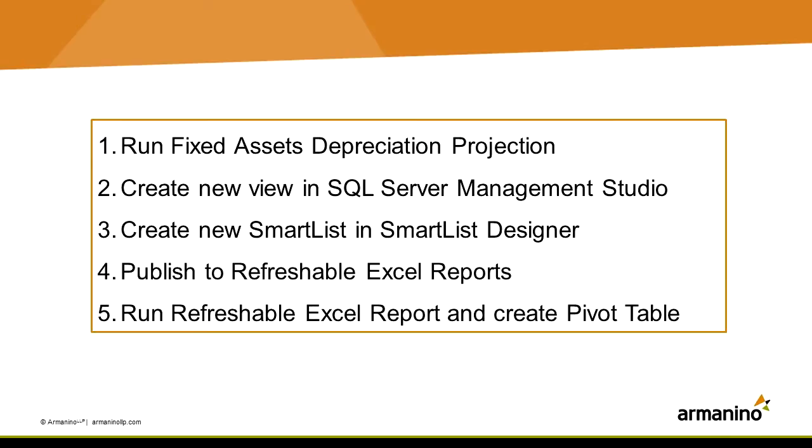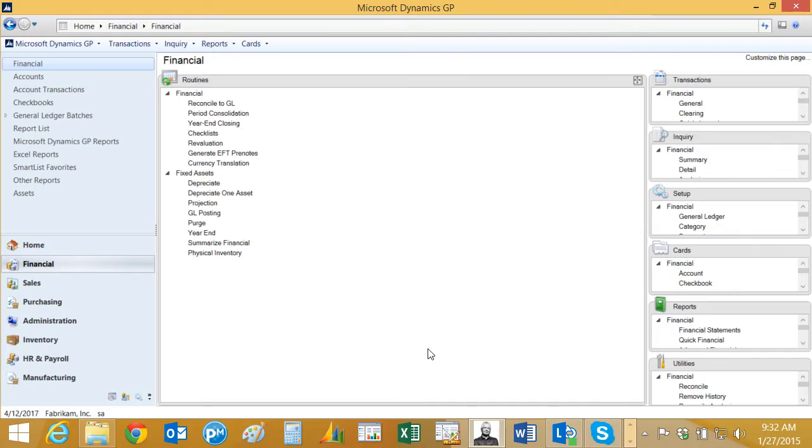I want to show you how to make a simple query in SQL Management Studio and then use that with the depreciation projection in Dynamics GP to create a smart list that you can then export to Excel reports. So let's get started. The first thing I want to do is run the fixed asset depreciation projection in GP.